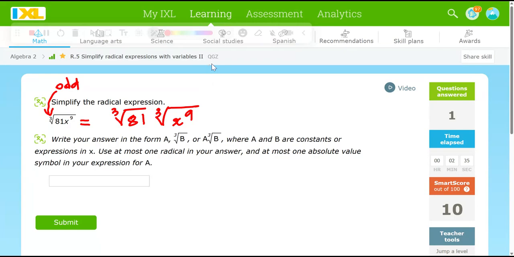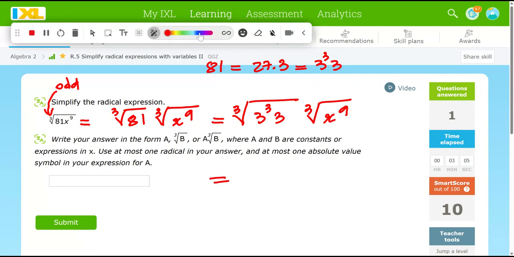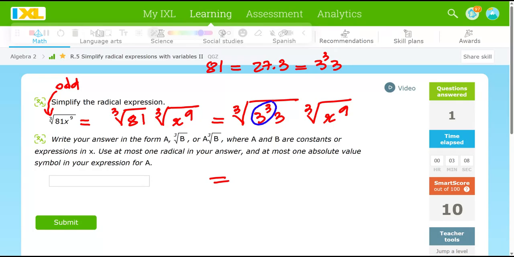81 is actually 27 times 3, but 27 is 3 cubed. Alright, so you can see here. So let's do it slowly over here. 3 cubed and then 3, so that's an 81. Okay, and then cube root of x to the 9. So you can see it right here. 3 to the power 3, and this is the cube root. So you take it outside, so that would be 3. Alright, 3 over 3, which is 1.